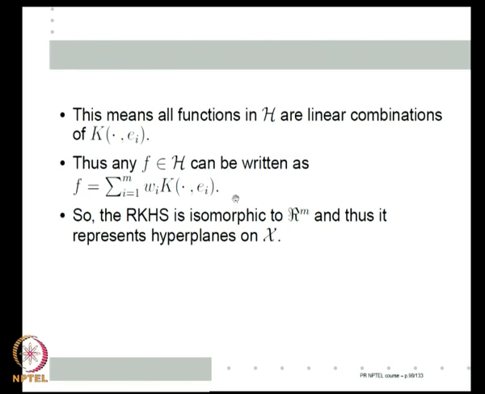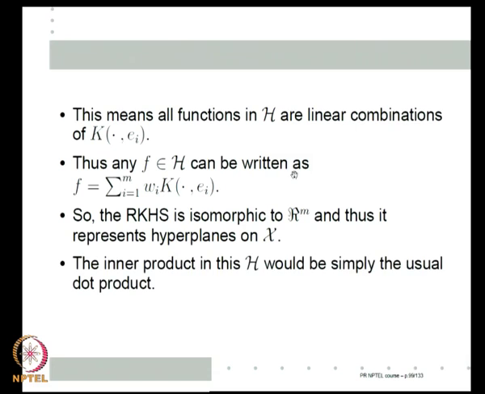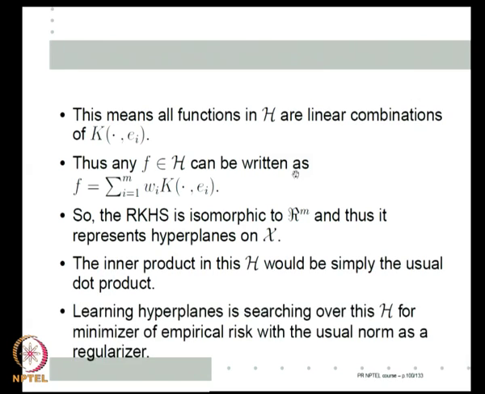Essentially, if I take the linear kernel X transpose X, then what I am doing is I am searching over hyperplanes over X. So, I am actually searching over the RKHS. So, the inner product in H now is simply the usual dot product in Rm, and learning hyperplanes is nothing but searching over this H for a minimizer of the empirical risk.